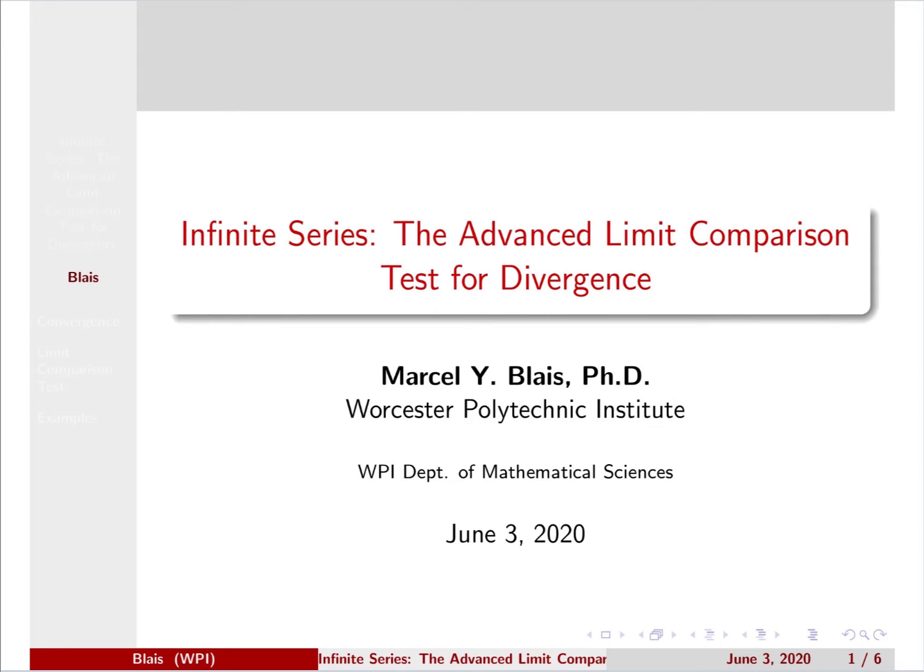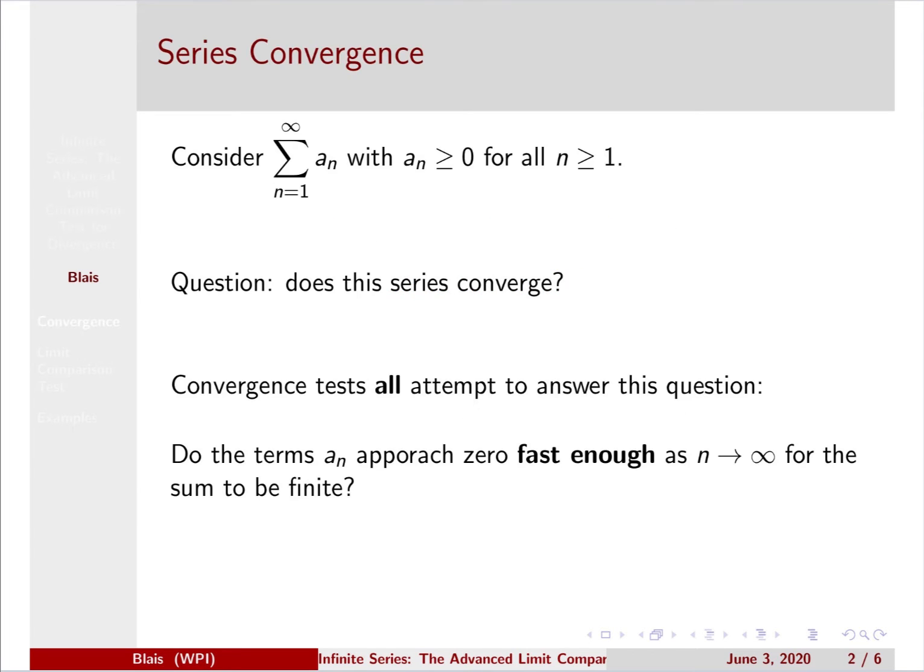In this lecture, we will be looking at an advanced version of the limit comparison test for the divergence of infinite series. So recall the fundamental question for series convergence when we have a sum of non-negative a sub n's going from 1 to infinity. Does this sum converge or diverge? Is this a finite sum?